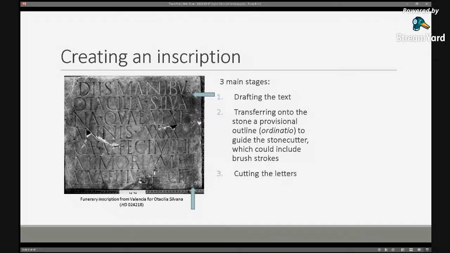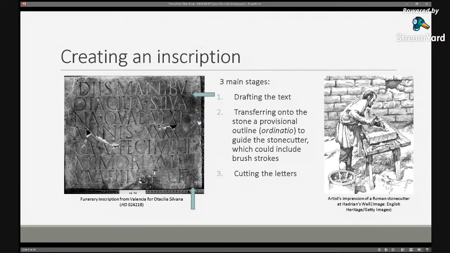And then the third stage is obviously the actual cutting of the letters themselves, and that's the part that we understand best of all, I'd say. Here's a nice impression that I found of what a Roman stone cutting workshop might have looked like. Somebody cutting a stone there, just to help us to visualize this.